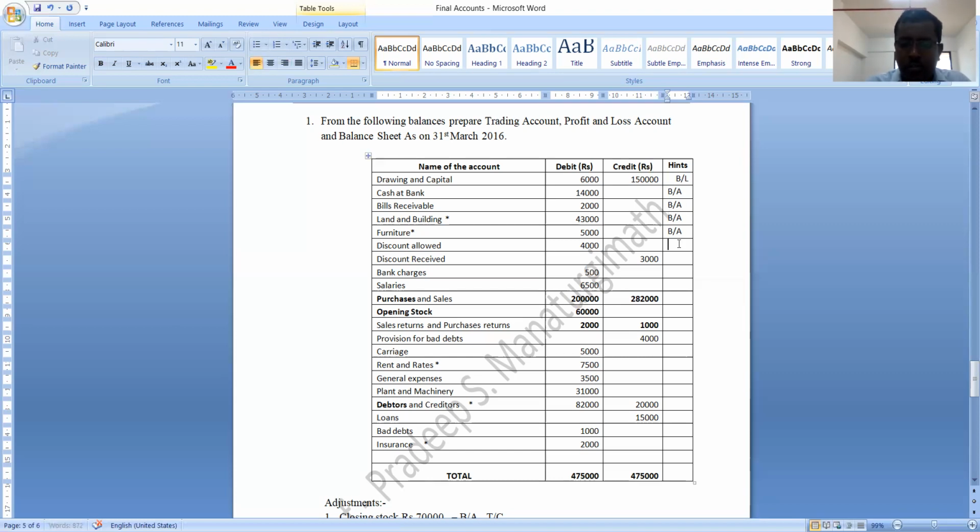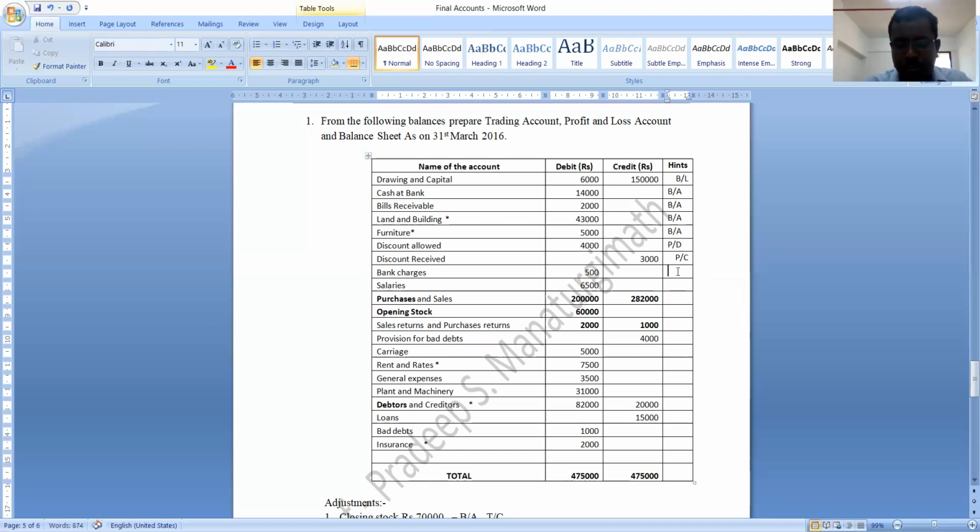Then discount allowed is a loss. So which account does it belong to? It belongs to the profit and loss account, debit side. Then the next one, discount received, is income. So it belongs to the profit and loss account. But which side? Credit side. Discount allowed is loss. Discount received is gain.